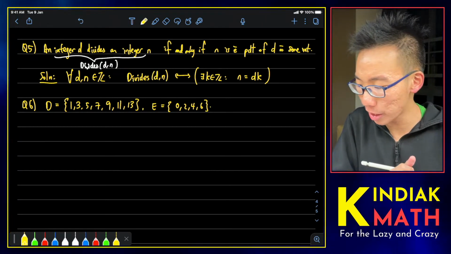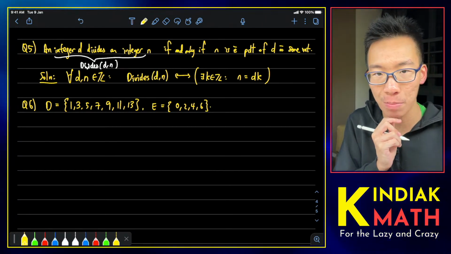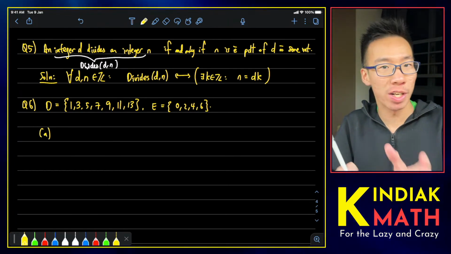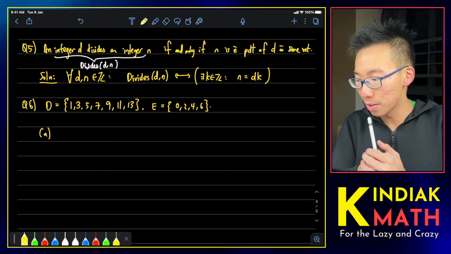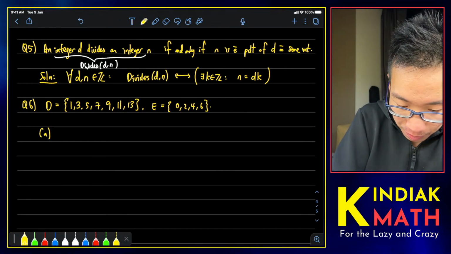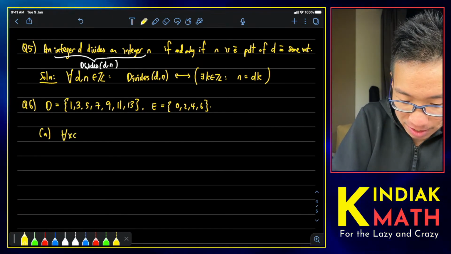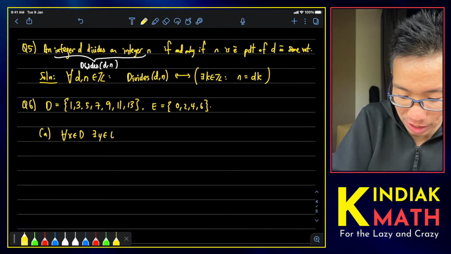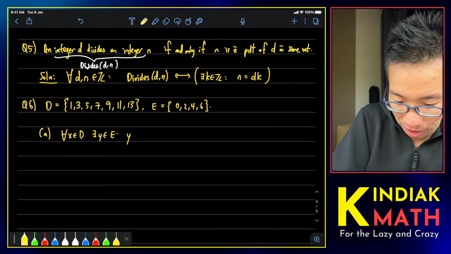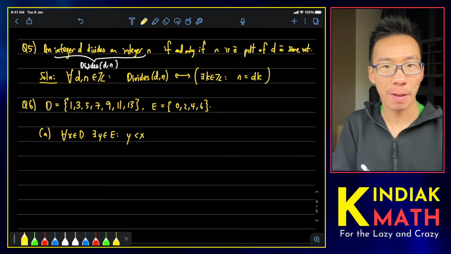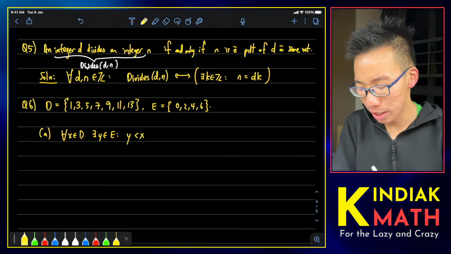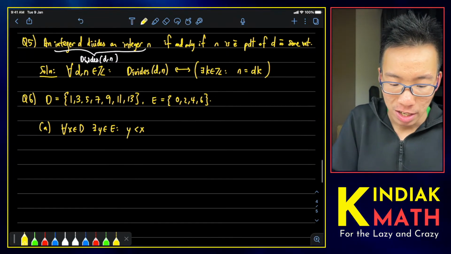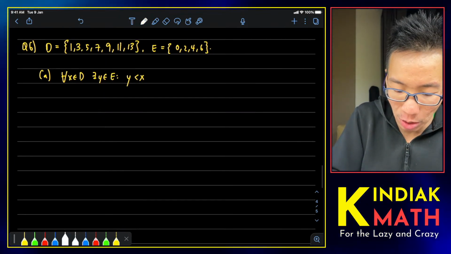We are going to look at some propositions, and we want to consider the negations and see whether they're true or false. So let's see. For any x in D, there exists y in E with the property that y is smaller than x. That's one. We'll slowly go down the list of the different propositions we want to negate. So let's check out its negation.